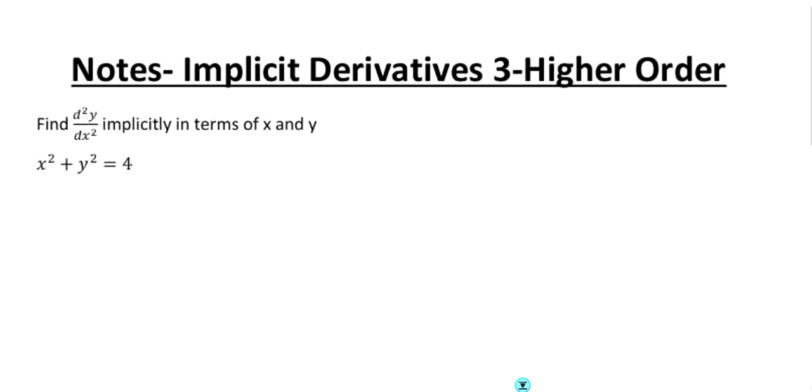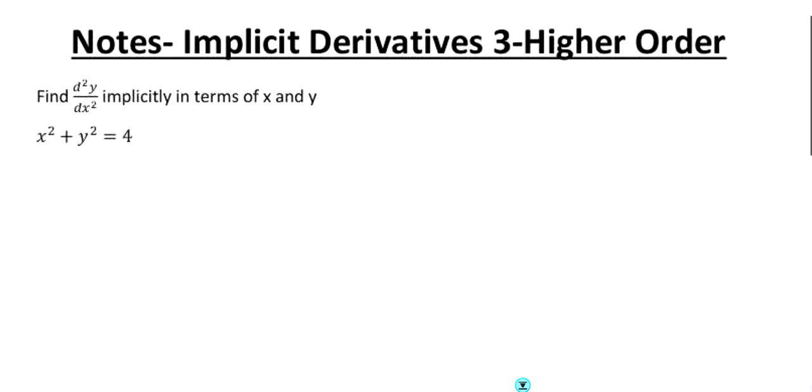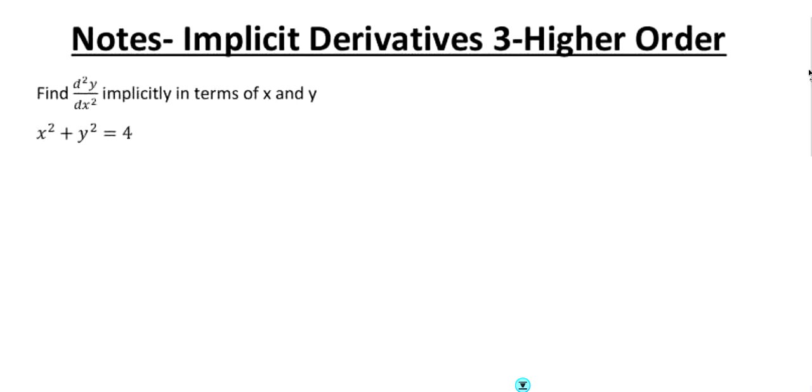Okay, so we're going to be talking about implicit derivatives, but when we take implicitly the second derivative. Let's start here. I need to find the second derivative implicitly in terms of x and y of this equation. Now it's a circle. Okay, so we start by taking the first derivative.